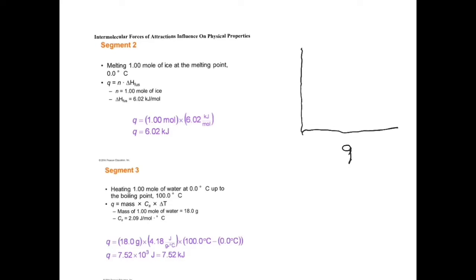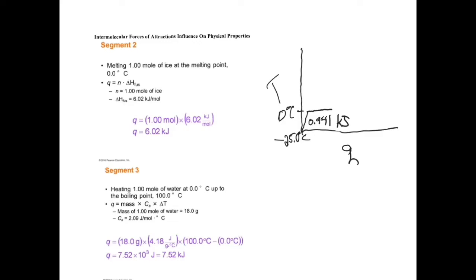So again, Q means heat, and here is temperature. We did segment 1 already, and we found that it took 0.941 kilojoules. I've got to erase this mess I just did. That's 0 degrees Celsius. Here's minus 25 degrees Celsius.